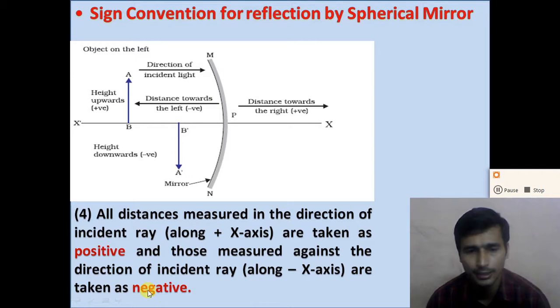The distances measured against the direction of the incident ray, opposite to the direction of the incident ray, are taken as negative. So the incident ray is left to right, so distance towards the left from the pole is considered as negative.